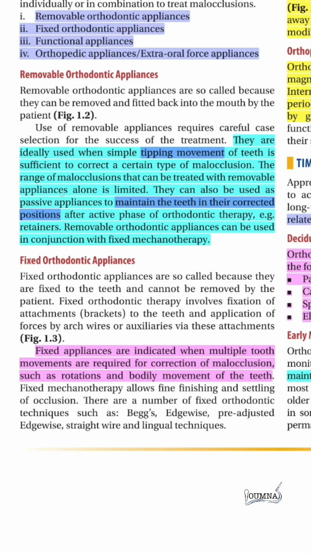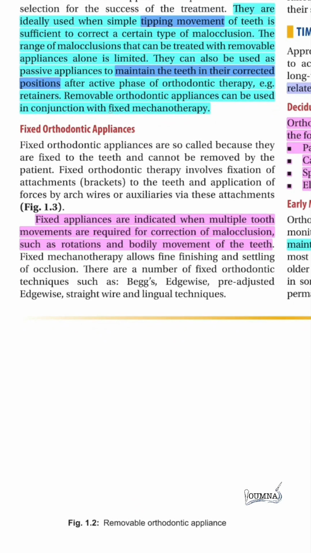It can be used as a passive appliance to maintain the teeth in their corrected position, but the fixed appliances can do rotation and bodily movement and torque movement of the whole tooth, which means the root and the crown.